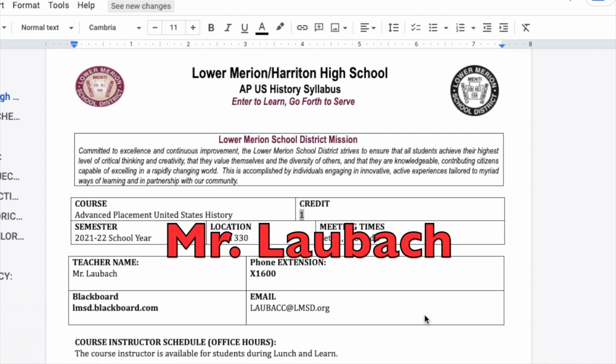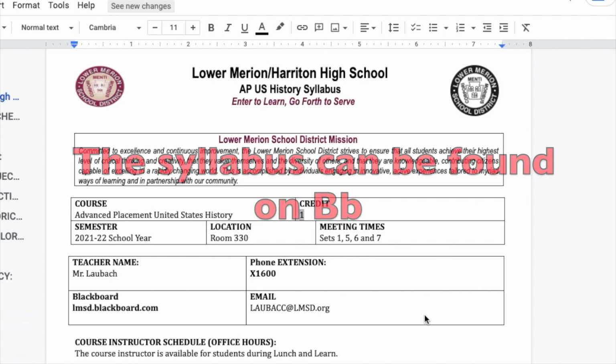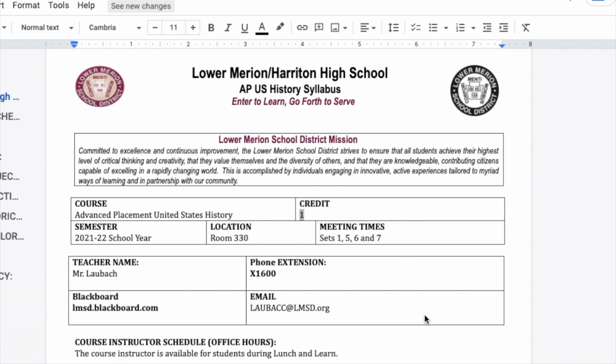I want to take a few moments and just go over our course syllabus. Now, the course syllabus can be found on Blackboard. If you go over in the left-hand margin, there is a tab that says course syllabus, and it can be found there. The beginning part of the syllabus is pretty standard stuff, which is prescribed by the school district.